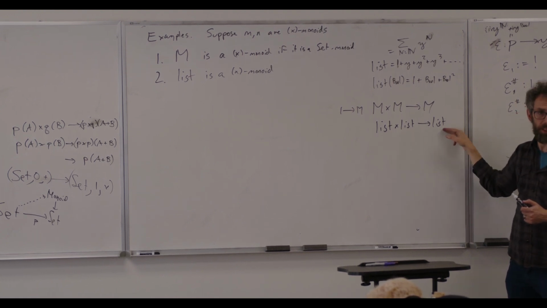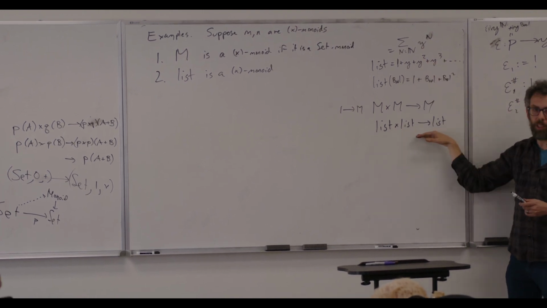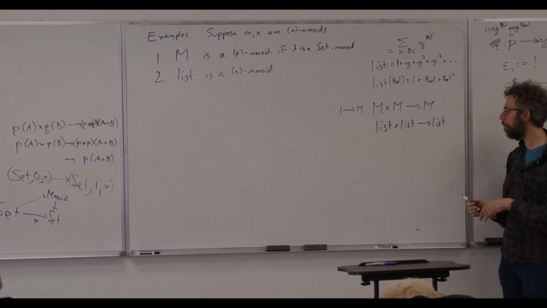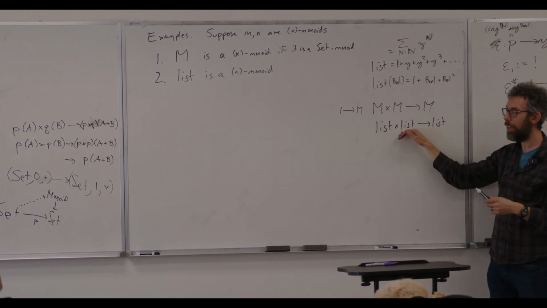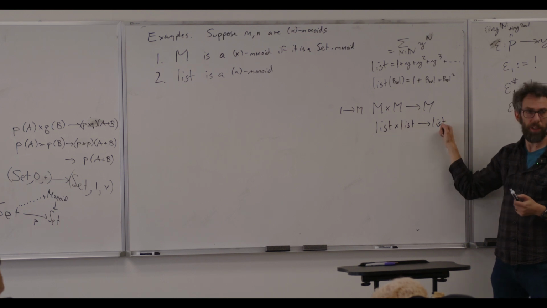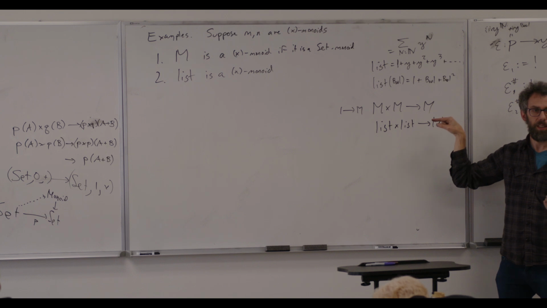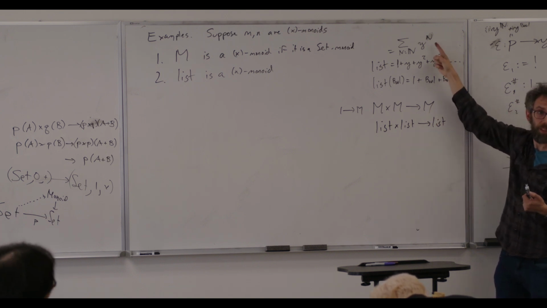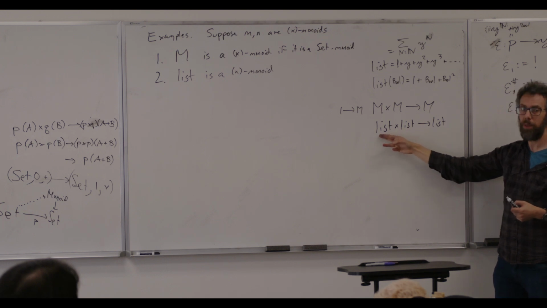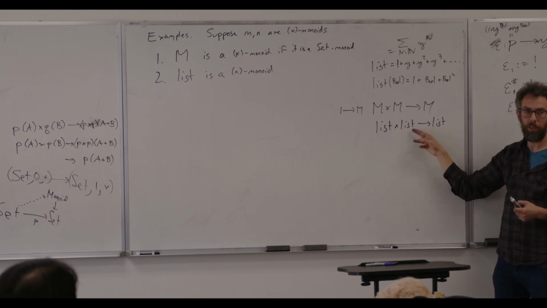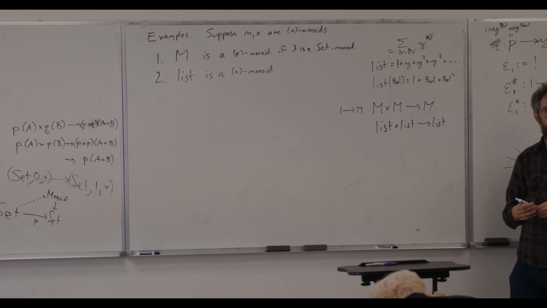We want to give a natural transformation from list times list to list, right? So we say what to do on positions, and we say what to do on directions. On positions, we have a number, the length, and another number, the length, and we get a number, the length of the sum. Easy. And then given a position in that list, that's an element here. Given a pointer to that element, I need either a pointer to an entry in this list or an entry in this list. How do you distinguish which list you're pointing into?